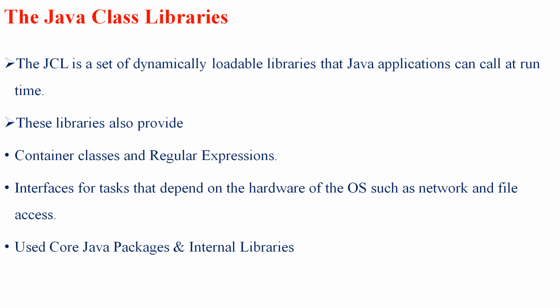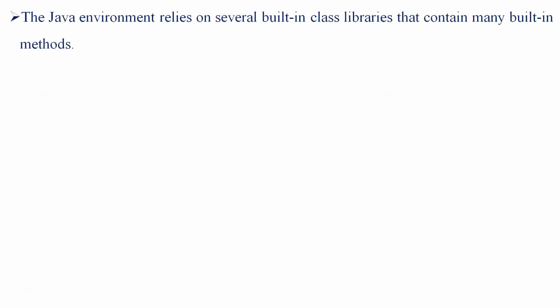There are n different Java packages available, and n different sets of internal libraries available in Java programming. Based on the requirements, we are going to use different Java packages as well as internal library functions. The Java environment relies on several built-in class libraries that contain many built-in methods. So the Java environment has several built-in library functions, and these consist of built-in methods.